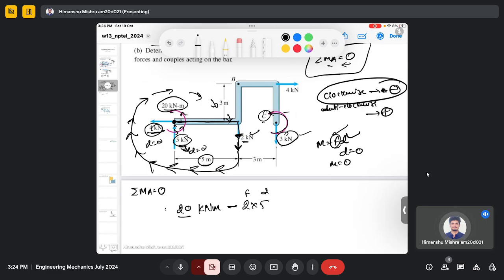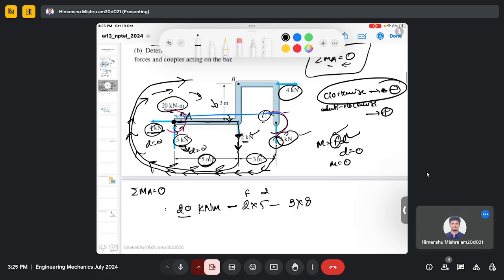Then this 3 kilonewton will create a moment. Again you can imagine that it is creating a clockwise rotation. So the moment direction is clockwise again, based on the direction of this force. The direction is again downward, and it will create a clockwise moment about point A. So it is again negative, which is 3 multiplied by the perpendicular distance, this 5 plus 3 meter. So this is the perpendicular distance, which is 5 plus 3, 8 meters.